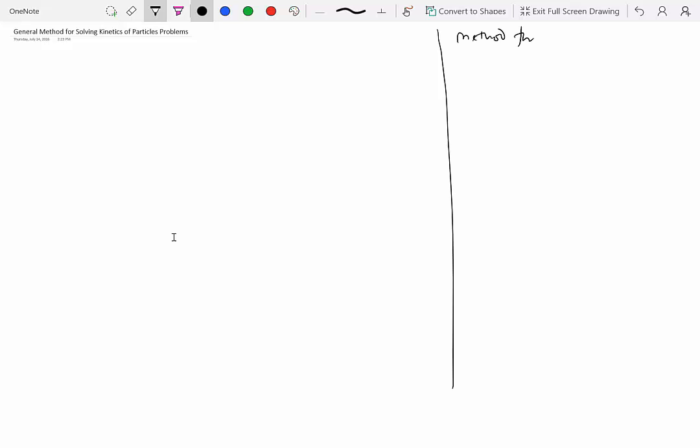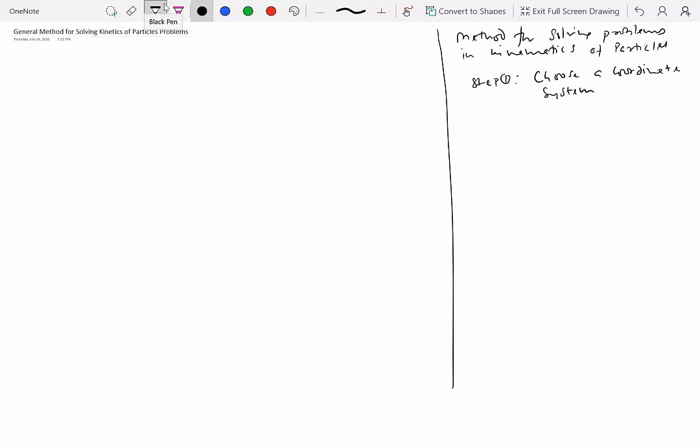Method for solving problems in kinematics of particles module. Okay, so our step 1 was choose a coordinate system. So we could choose Cartesian, tangent normal, polar coordinate system, sometimes maybe a combination of the 2 or 3.